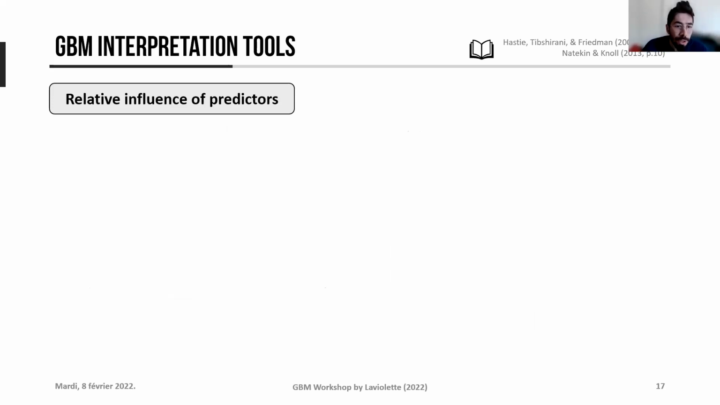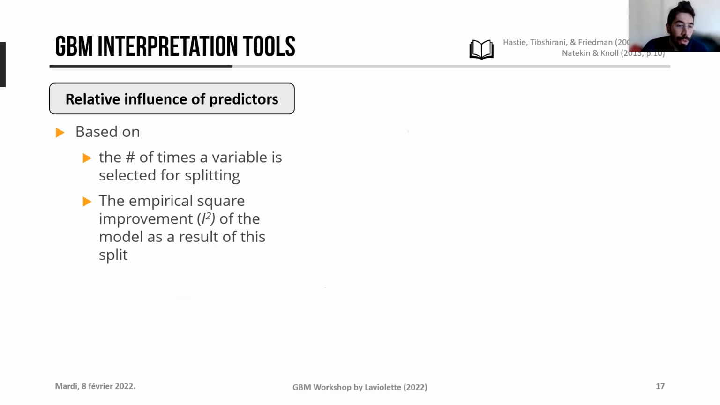So, relative influence of predictors. How do we calculate the relative influence of each predictor in our model? It's based on two things. The first is the number of times a variable is selected for splitting in our trees. And the second thing is, what is the improvement in our model when we add this variable as a splitting variable in one tree? It's measured as the empirical squared improvement of the model as a result of this.